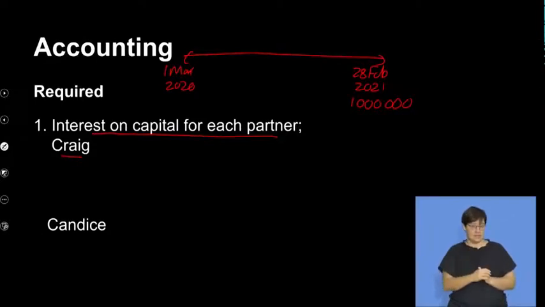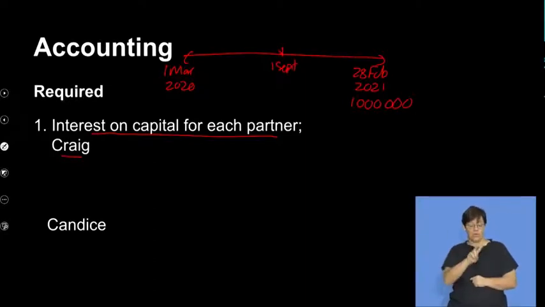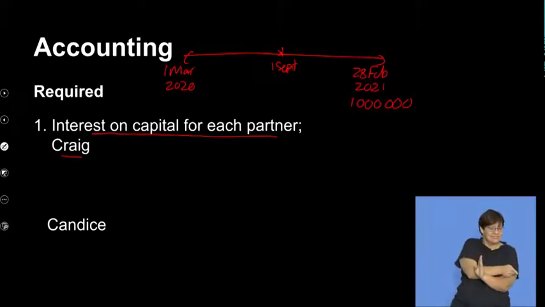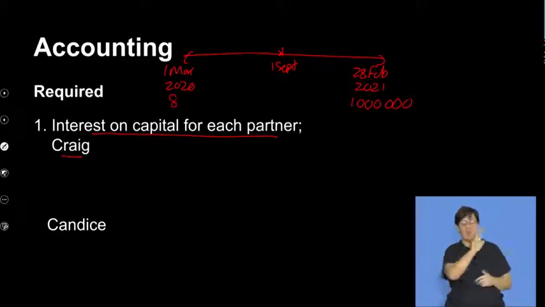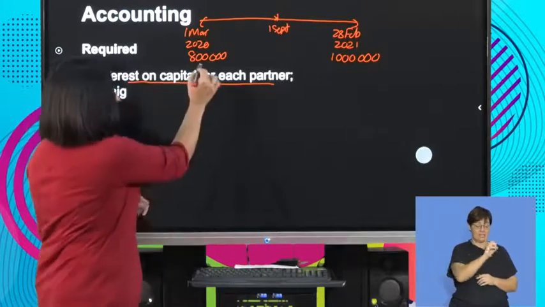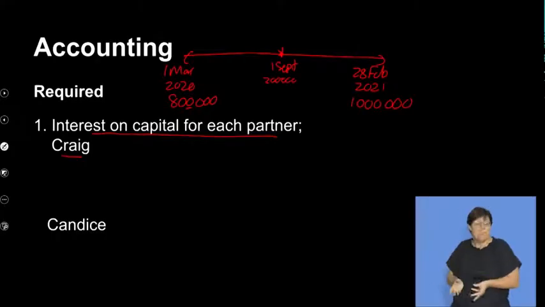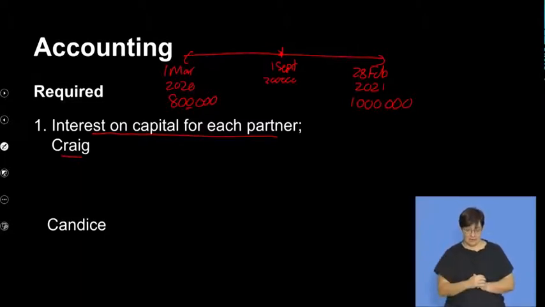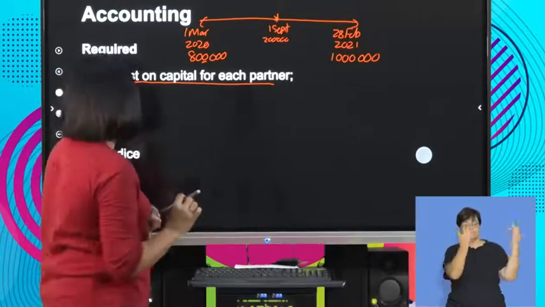Which means at the beginning of the year, before Craig increased his capital contribution on the 1st of September by 200,000, can you see I'm working backwards? His capital was 800,000. Very, very important. It was 800,000. He then increased it by 200,000 on the 1st of September, and his capital balance is now 1 million. It's very important that my brain processes that information. So let's now do the calculation for Craig.